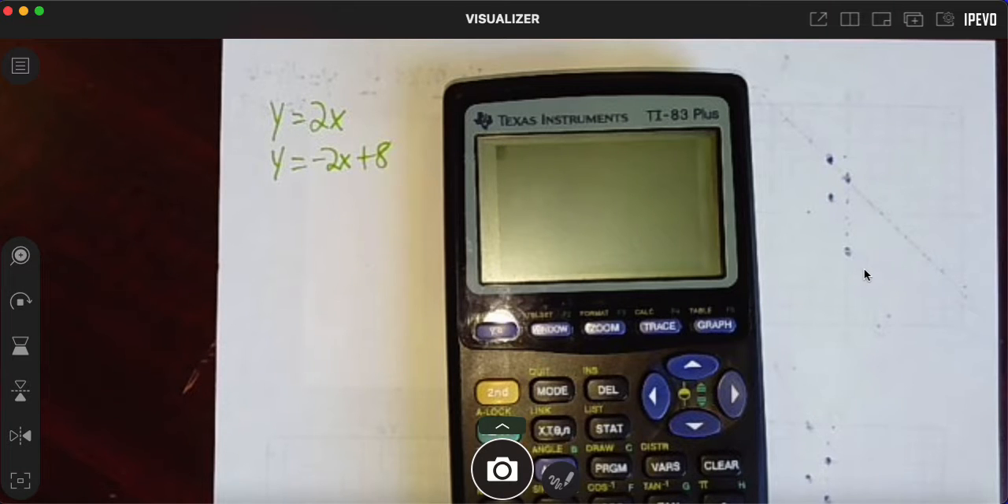They say y equals, so what am I going to press on my calculator? The y equals button. It's at the top left. Top left, it says y equals.